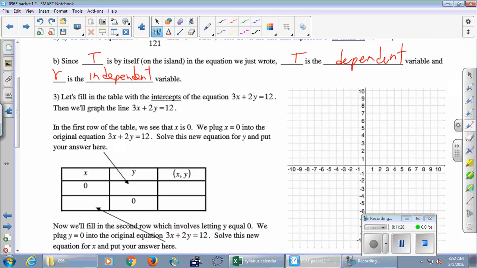It says we're going to fill in the table with the intercepts of the equation 3x plus 2y equals 12, and then we're going to graph the line 3x plus 2y equals 12. Now I know many of you have experienced graphing lines before this class, and some of you feel obligated to solve that equation for what letter? I know some of you want to solve that for y. You are desperate to solve that equation for y, right?